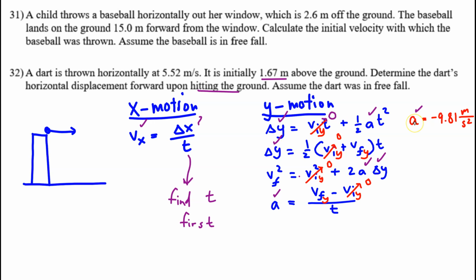Well, it's going to be the first one once more, because just like before, we have delta y, we have a, and this is all 0, because it's launched horizontally. So we can solve for time. Then we take that time, plug it in along with the 5.52, and we calculate delta x. And that's the kind of process we'll be using to solve these problems.